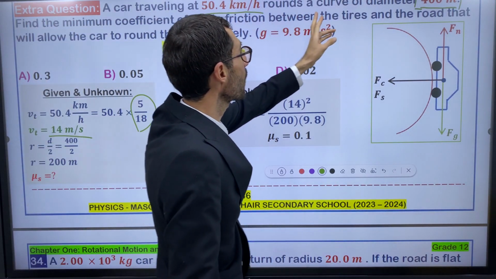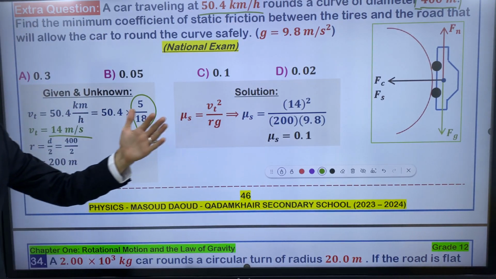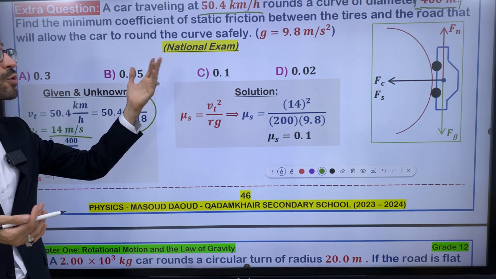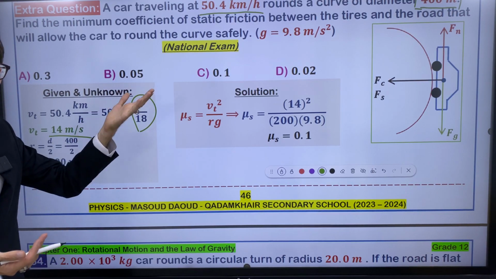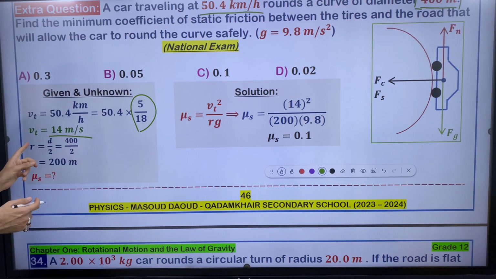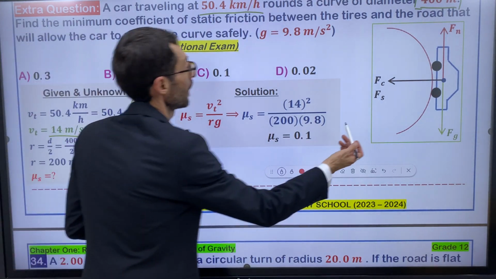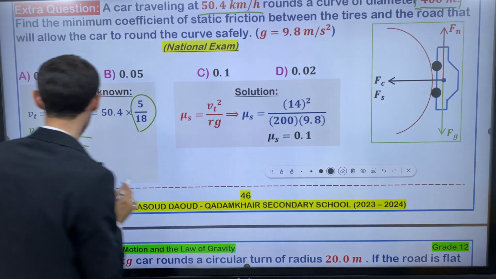It says round the curve of diameter. So diameter means from edge to edge, from rim to rim. You have to divide it by 2. That's it. 400 meters divided by 2 becomes 20 meters. So radius becomes 20 meters. Yeah, I mentioned it here. 20 meters. So let's keep going.